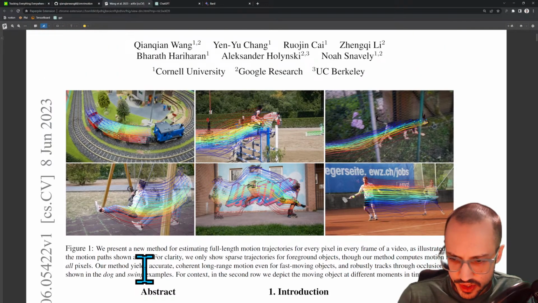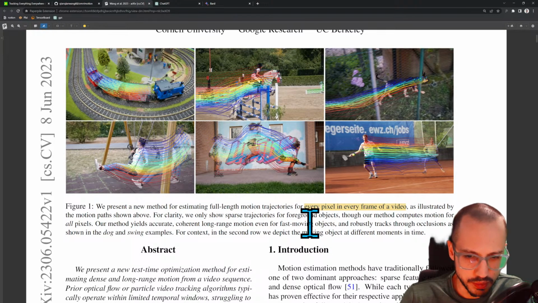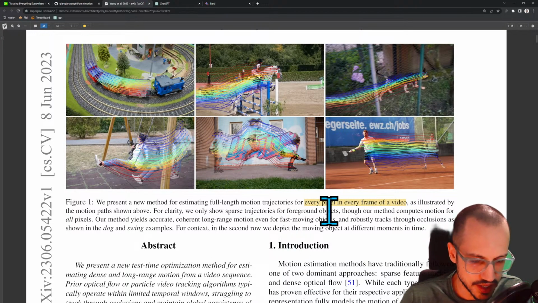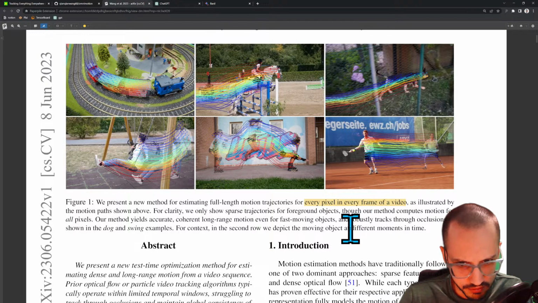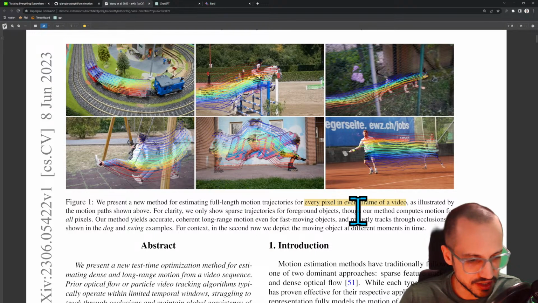So let's see. We present a new method for estimating full-length motion trajectories for every pixel in every frame of a video. So I think the key word there is pixel. It's not necessarily a semantic concept, right? So you click on a tennis shoe and you want to track that tennis shoe, but the way that they formulate this problem, they're probably tracking the pixel, not necessarily the concept, but the idea is to track the concept, right?